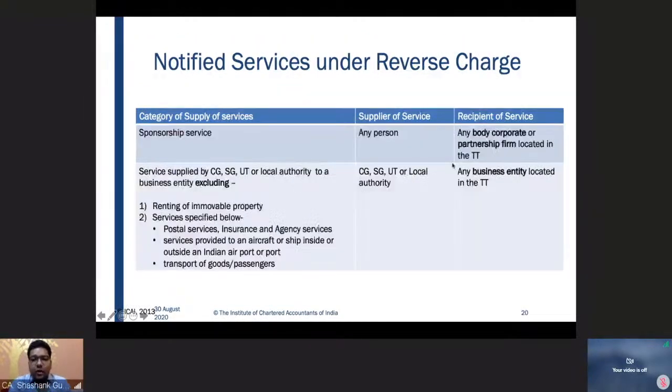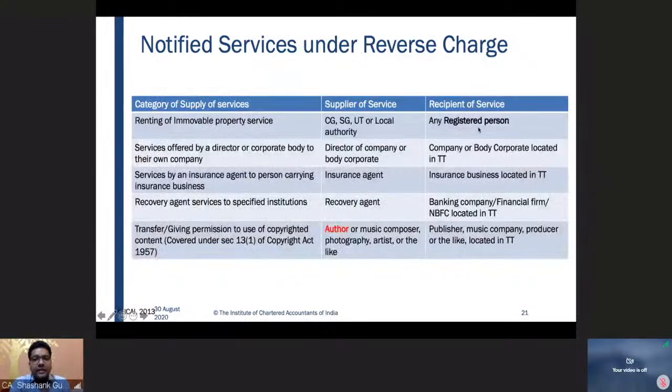But here it talks about business entity. Could be registered, could be unregistered. But here it says it must be a registered person. So, if not already registered, not liable to pay under reverse charge. If registered, then liable to pay under reverse charge.